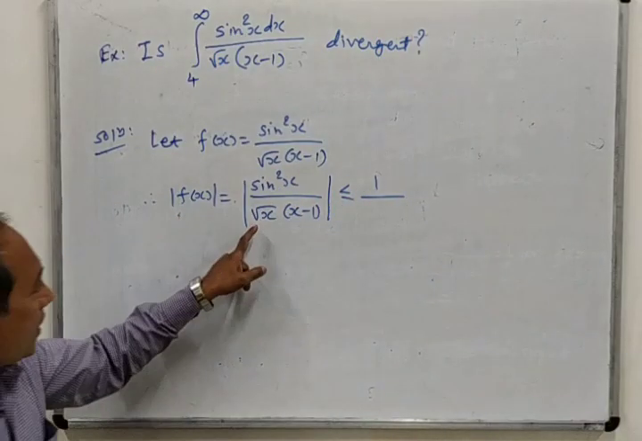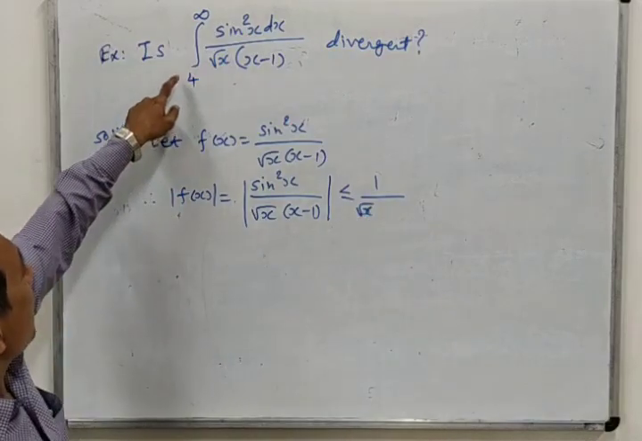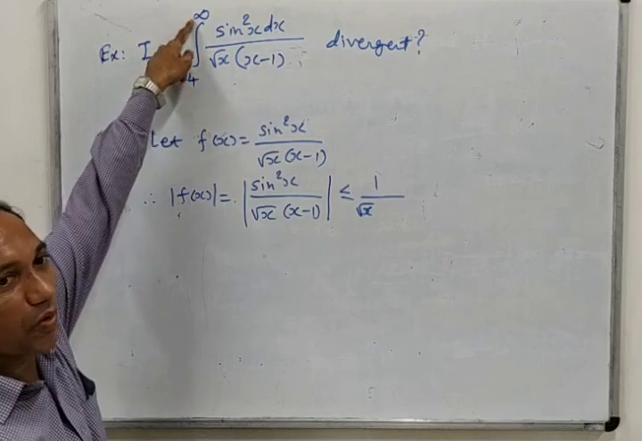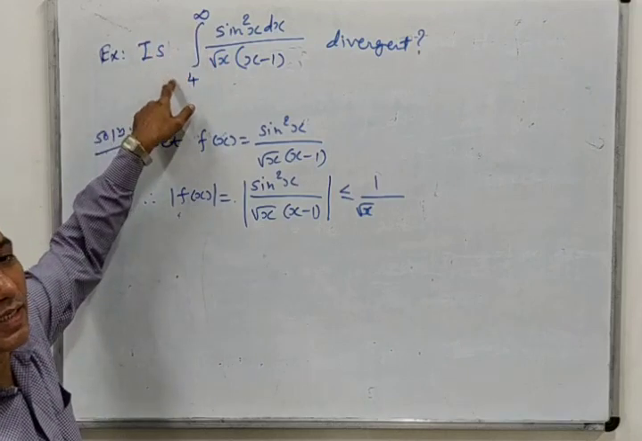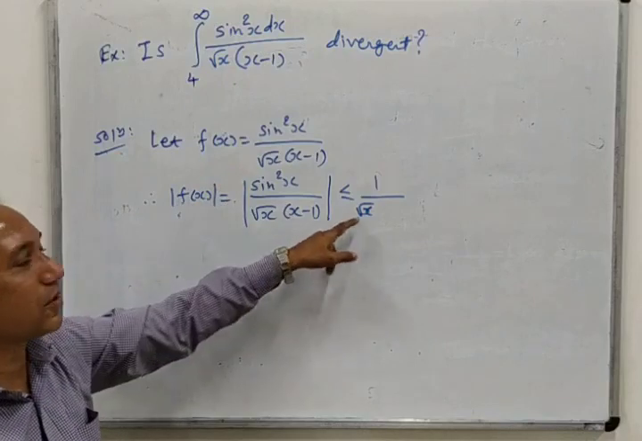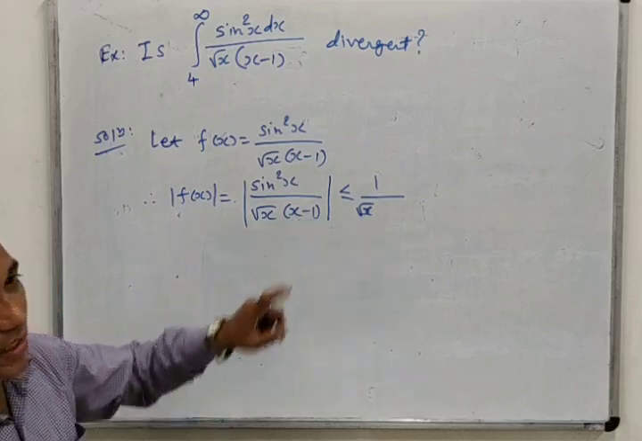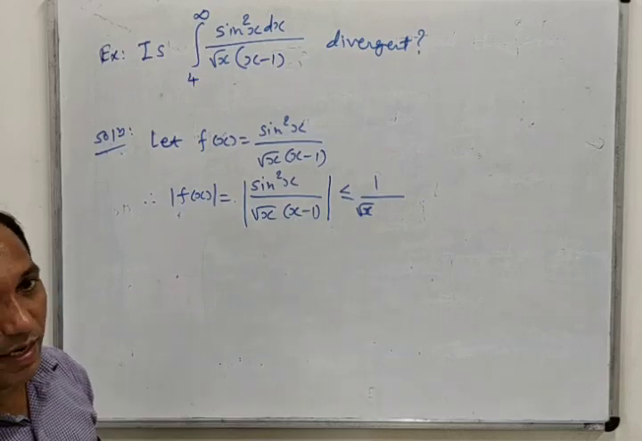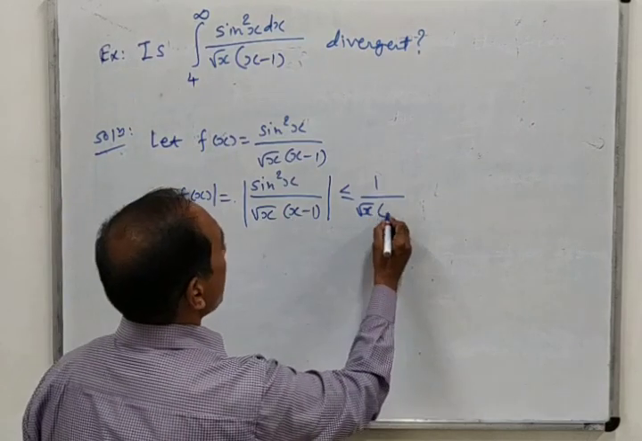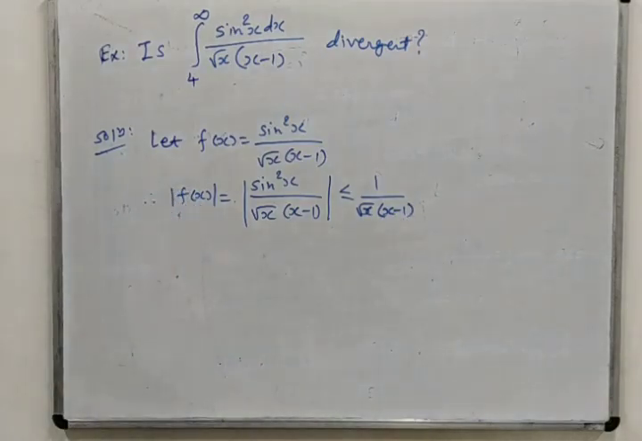Now see, here root x we can write as it is, because x belongs to 4 to infinity, x is greater than or equal to 4. So root of x is always positive, so no need to use modulus sign. Here again in x minus 1 also no need to use modulus sign, because x is greater than or equal to 4, so x minus 1 is also positive.